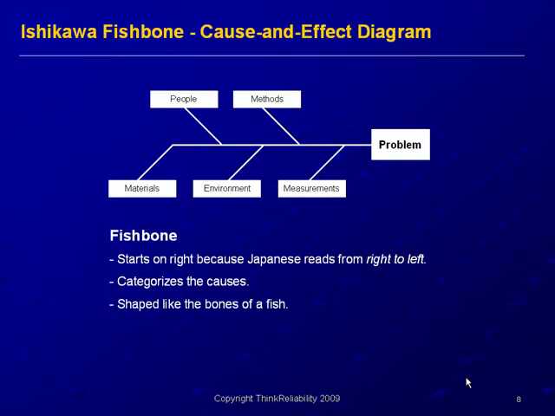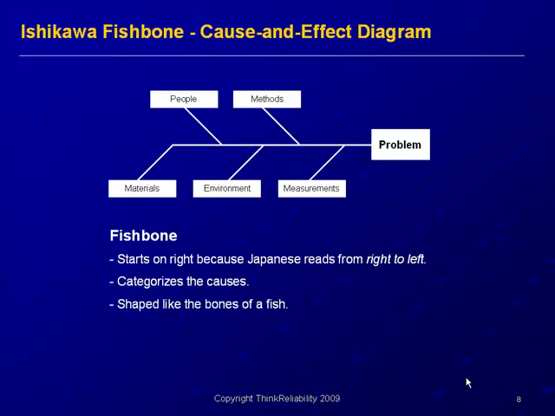So when Ishikawa would go to the chart paper, he would write the problem on the right because that's how Japanese reads, and then he'd work his way to the left, and that's why it builds that direction. So we agree with Ishikawa's convention, but English reads left to right. That's why the problem starts on the left and the why questions build to the right.